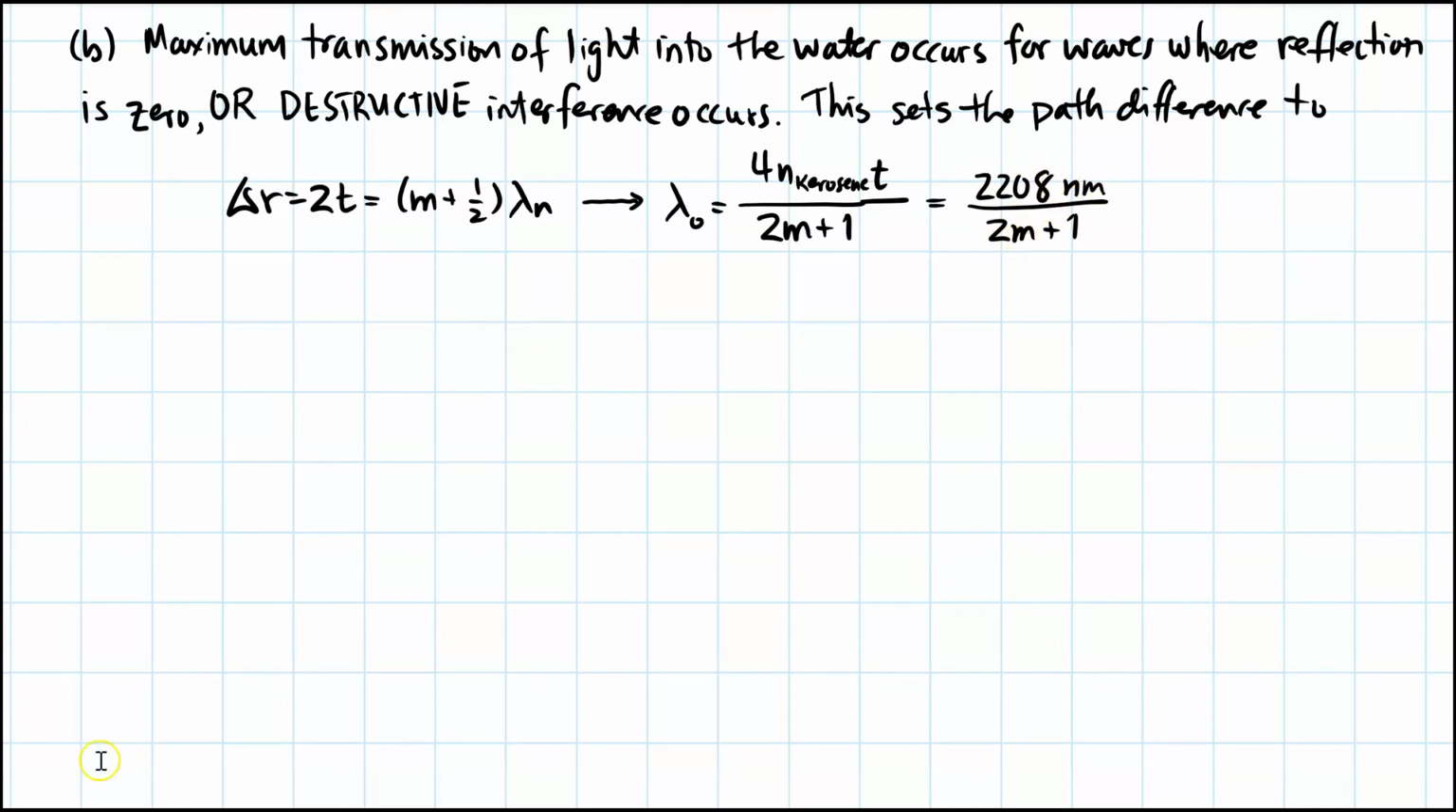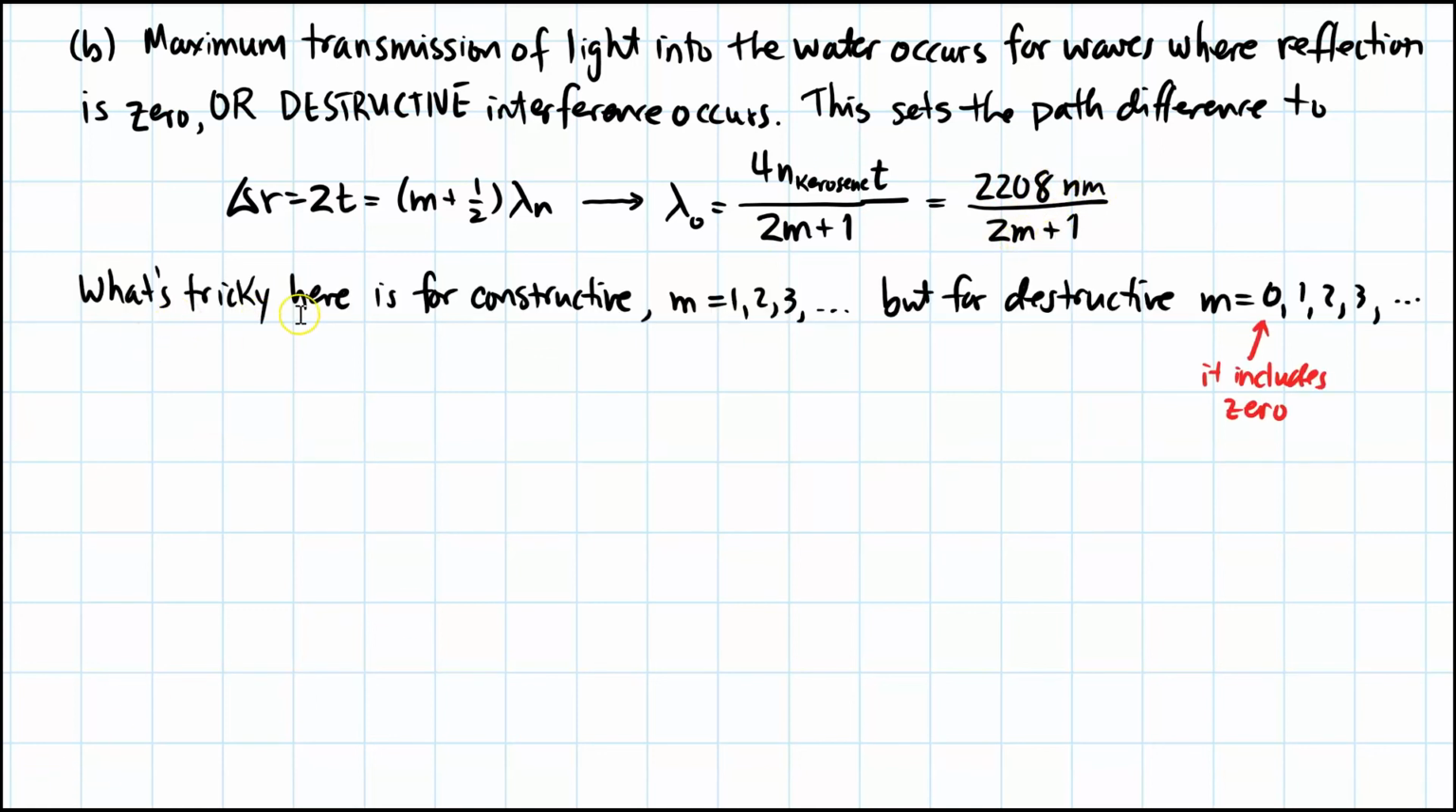What's tricky here is that for constructive interference, m starts at 1, 2, 3, etc. But for destructive interference, it includes the 0. And that's because for constructive, you need a path difference that's not 0. Here, you don't start off at 0. You do start off at 0 because of this m plus 1/2.